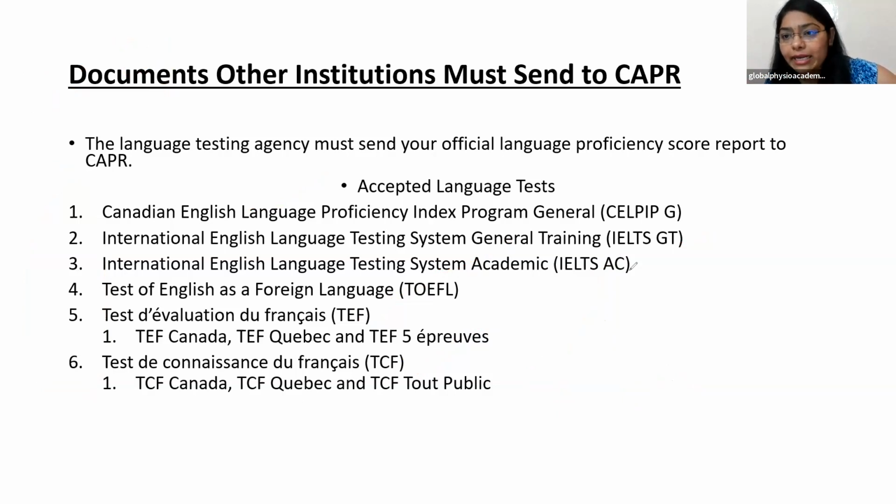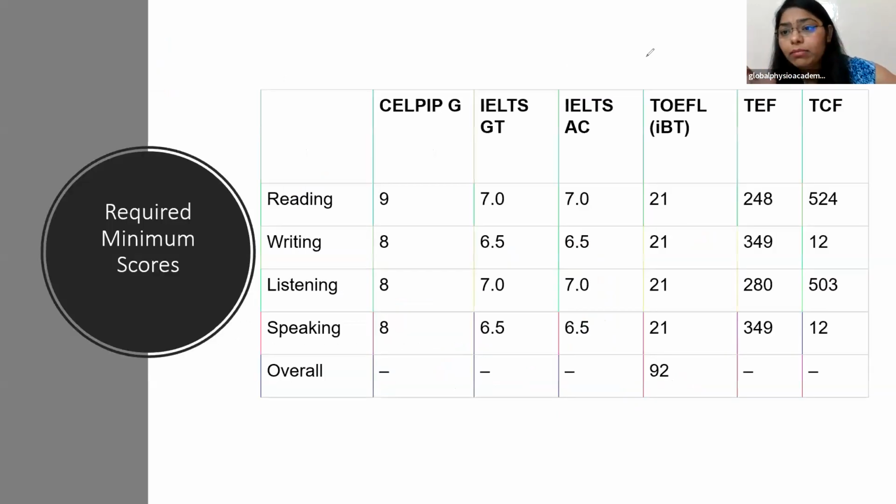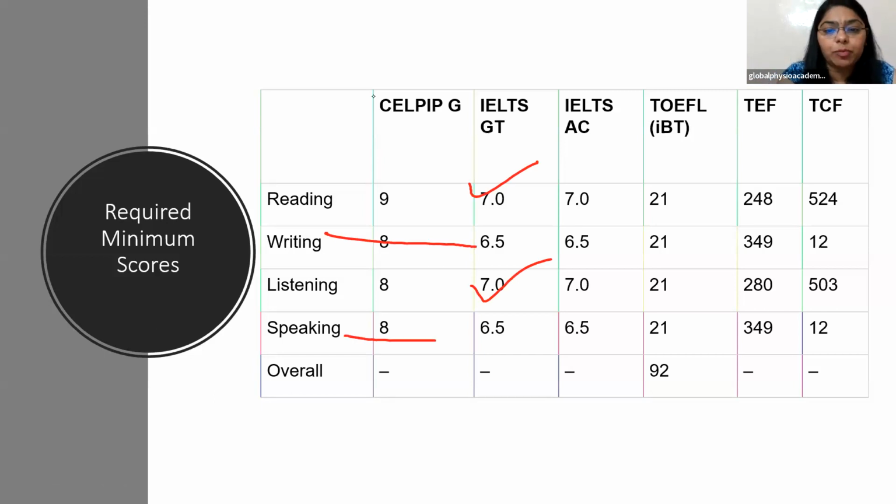So language, IELTS, and we have a particular minimum score. You have to gain this score for your credential. Credential has IELTS, reading and listening: you have to get minimum 7, and writing and speaking 6.5. Now, I have a question that you got overall 6.5. Doesn't matter. CAPR does not say overall. They need reading 7, writing 6.5, listening 7, speaking 6.5. General and academic both are same.